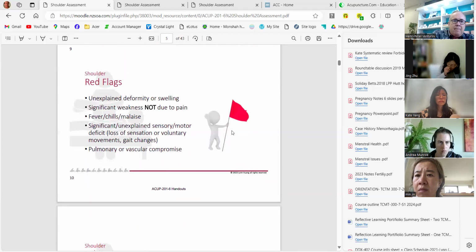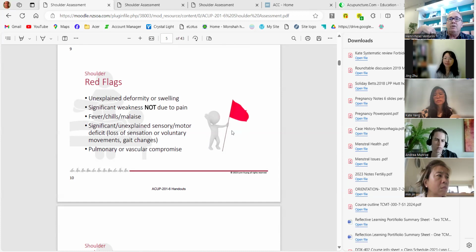The red flags: deformity or swelling, pain in rotation, pain when the client can't lift his arm or he can't use his arm, sensory and motor deficit, loss of sensation of voluntary movements. So they're all red flags for the shoulder. Pulmonary and vascular compromise. So we've got the shoulder that is ruptured or broken, and it's compressing onto the rib cage. It's possibly broken, probably ribs 1 and 2, and they're impacting on the lungs when he breathes.